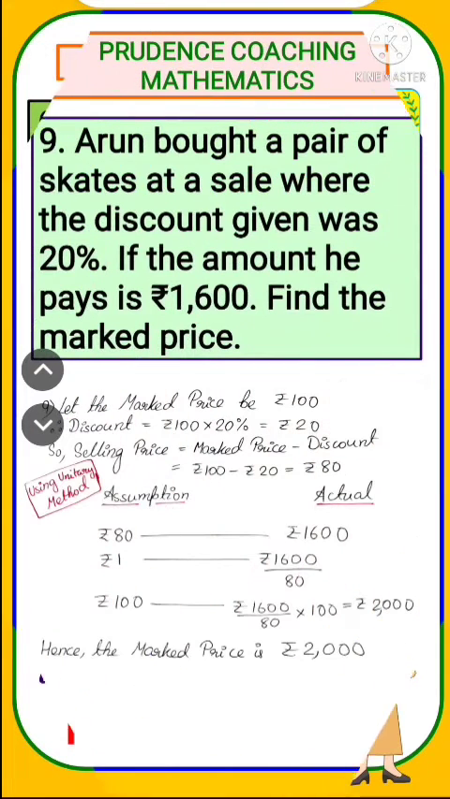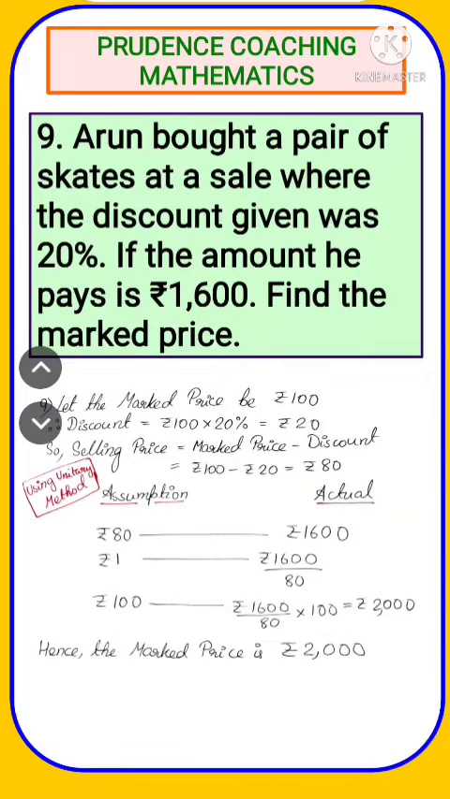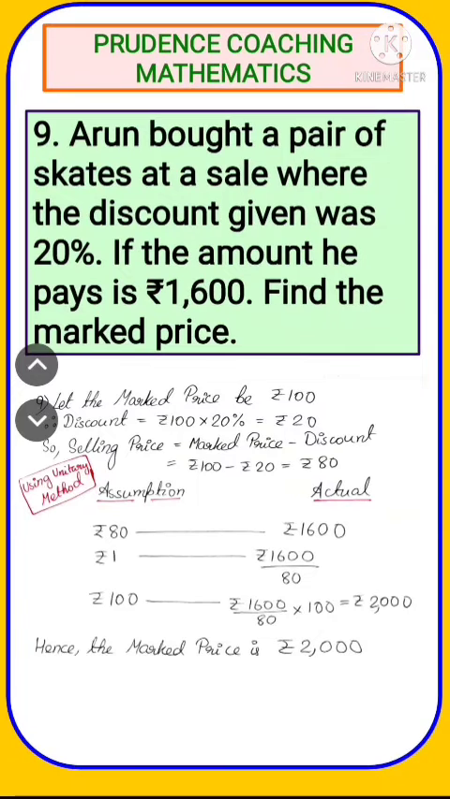So let's start with the easiest solution. Before starting with the sum, students, do you know what the marked price is? Marked price is the price which is written on the tag of the dress or the things you are buying. On that particular price, discount is being given, and by deducting the discount from the marked price, you will get the selling price or the buying price of the customer.